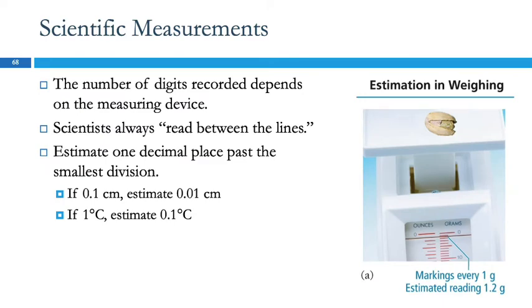So let's look at a couple of practical examples and how we report these things. The number of digits that you record when you measure the mass or something depends on what you're using to measure it. Depends on the measuring device. And kind of a shorthand is we say, read between the lines. So over here, we're weighing this pistachio on this little kitchen scale. Ignore the ounces.